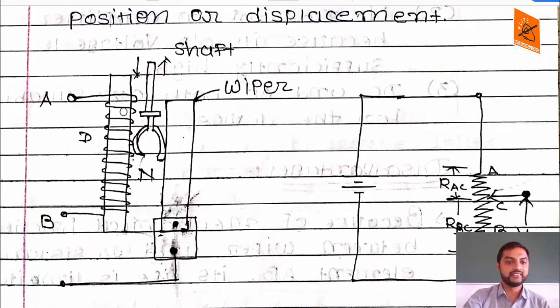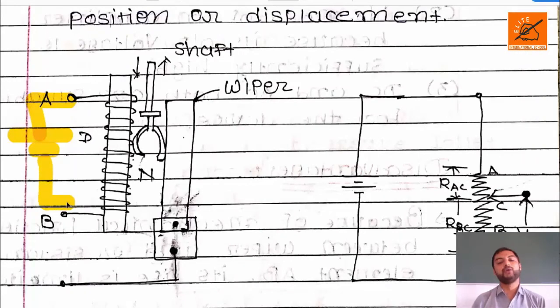I am telling you, this is the solenoid, this is the shaft, and this is the wiper. Now A and B are the supply terminals, and I am giving the DC supply over here. Clear? Now what I have to do is just move this shaft like this.